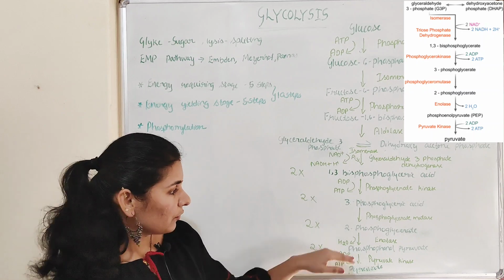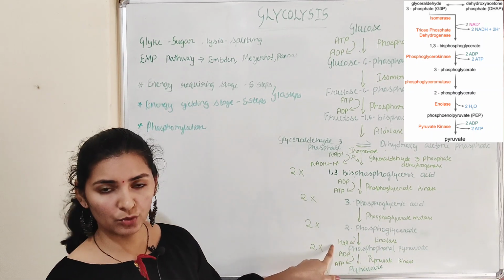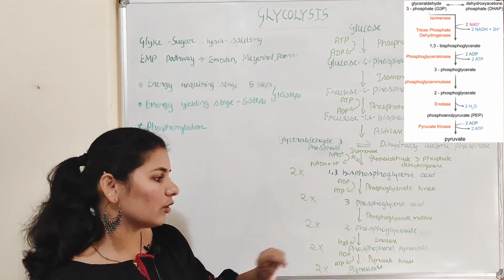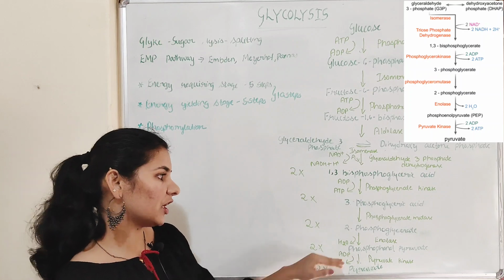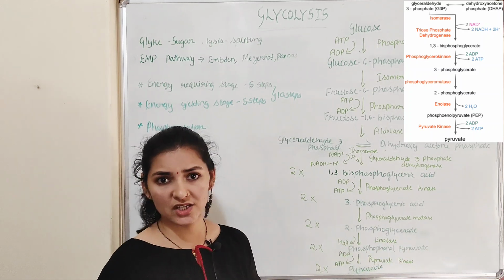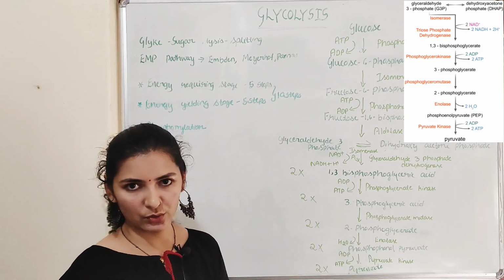In the next step, from this 2-phosphoglyceric acid, a molecule of water is removed. From each molecule of 2-phosphoglyceric acid, a molecule of water is removed, which converts 2-phosphoglycerate into phosphoenol pyruvate, and the enzyme which catalyzes this reaction is known as enolase.